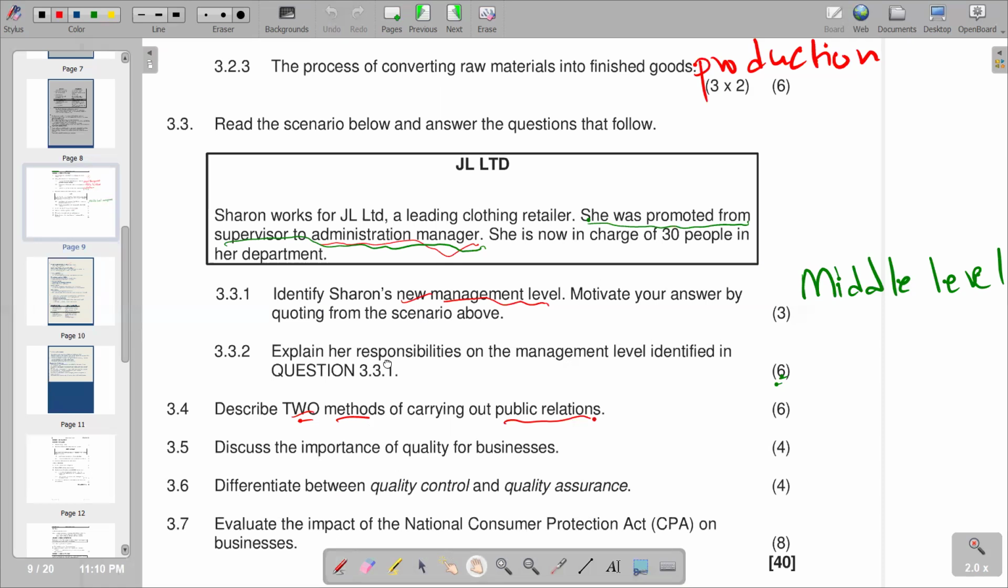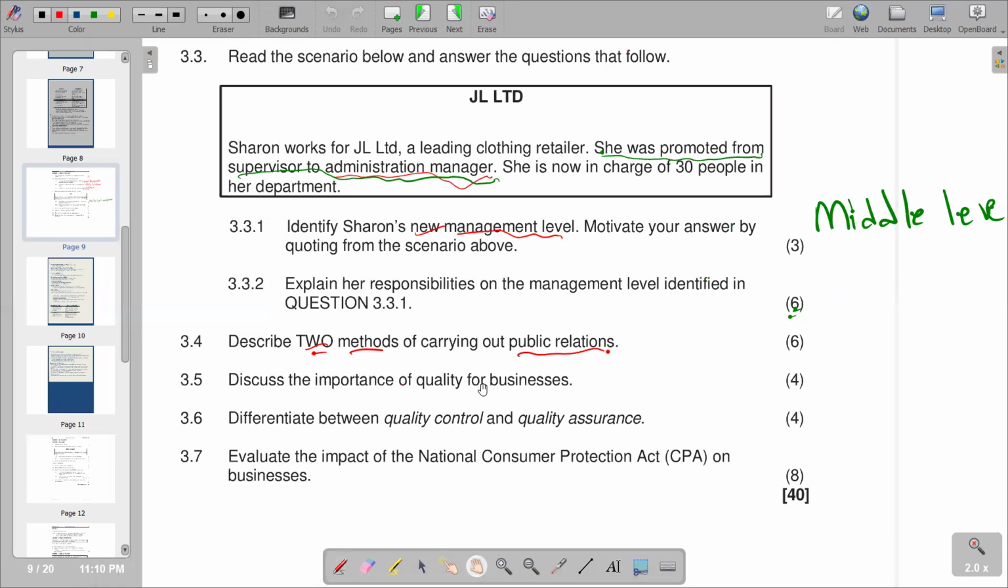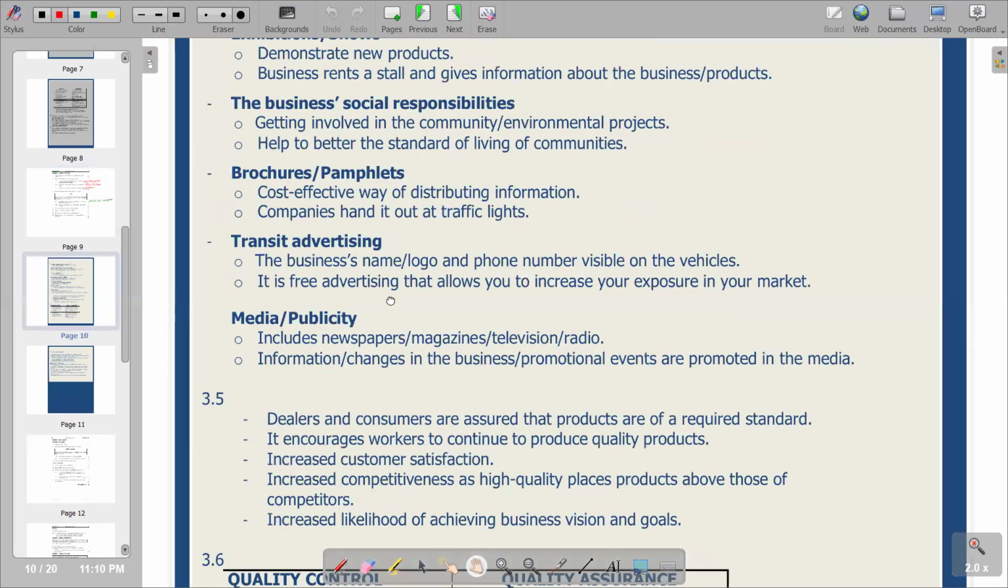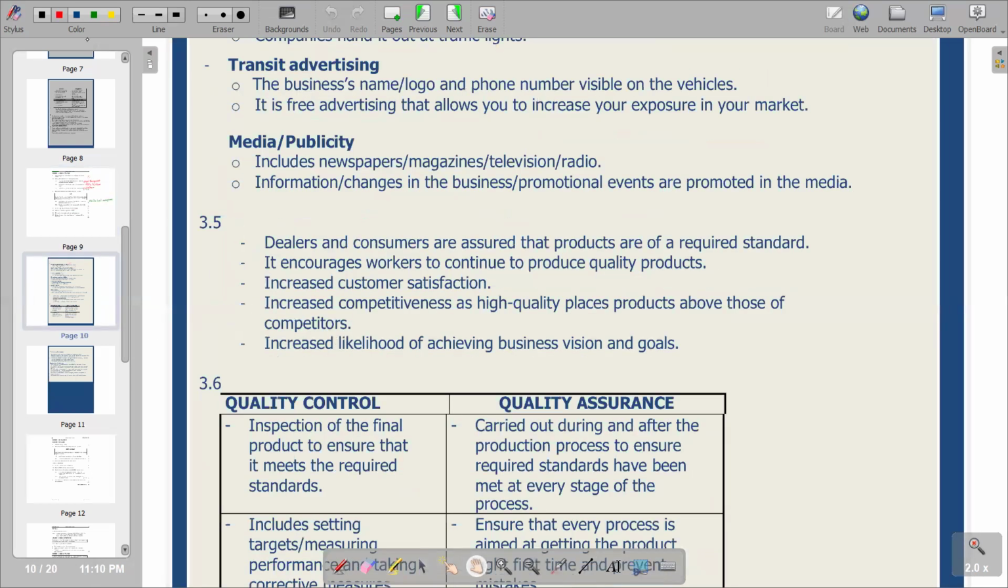Then I will go to the next question, which says discuss the importance of quality for businesses. What is the importance of quality for businesses? So obviously, if you go there, you see that we have got various points that are explaining the importance of quality for businesses. The first one says dealers and consumers are assured that products are of required standard. So quality ensures that products are of required standard. Then secondly, it encourages workers to continue to produce quality products.